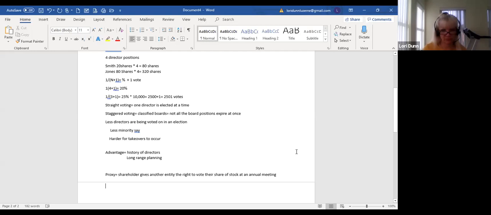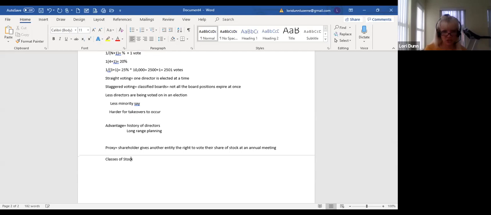So let's talk about the classes of stock. You will see, and this is common stock, we're not saying there's a class of common stock and a class of preferred stock. No, we didn't even start talking about preferred stock yet. We're talking about different types of common stock. Classes of stock were created really to have additional shares of stock to sell, but they're common stock. And some of these don't have voting rights, even though they're common stock.